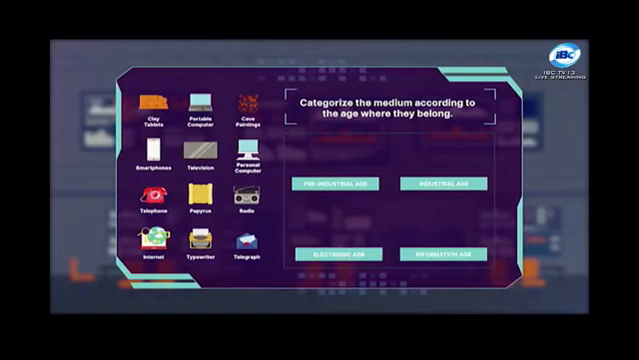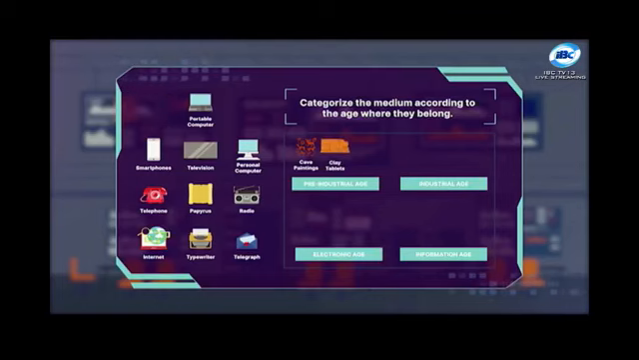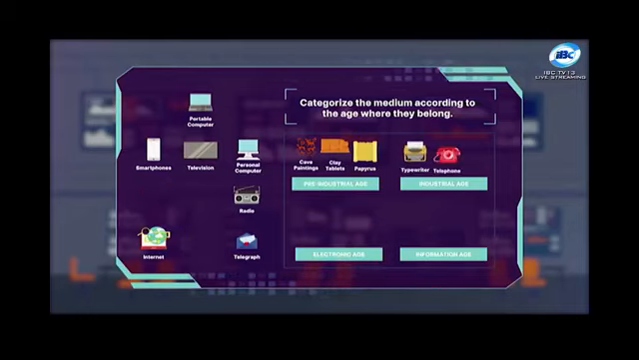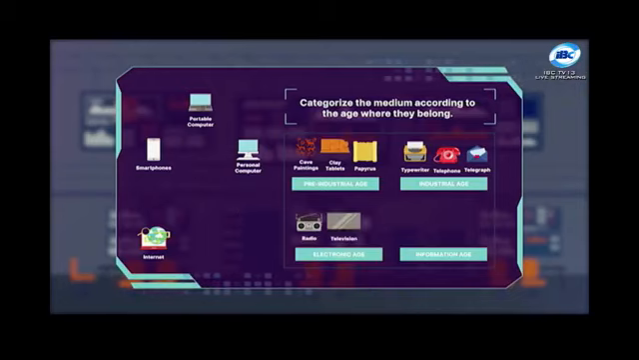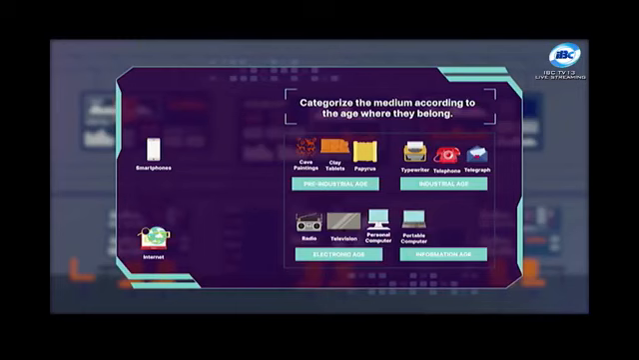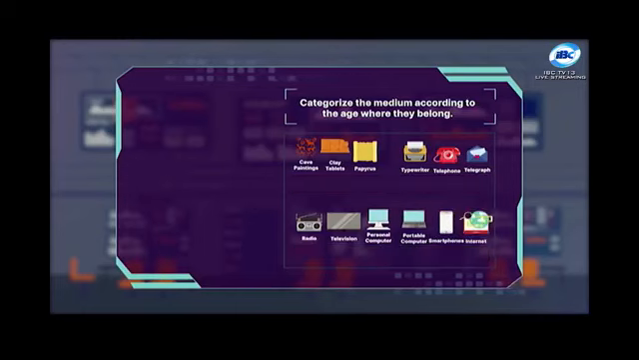How did you do? For pre-industrial age, we have cave paintings, clay tablets, and papyrus. Next, industrial age. The mediums of communication during this time are typewriter, telephone, and telegraph. During electronic age, the developed mediums are radio, television, and personal computer. And lastly, during information age, portable computer, smartphones, and internet were developed.